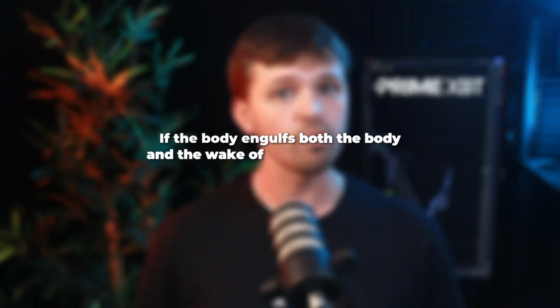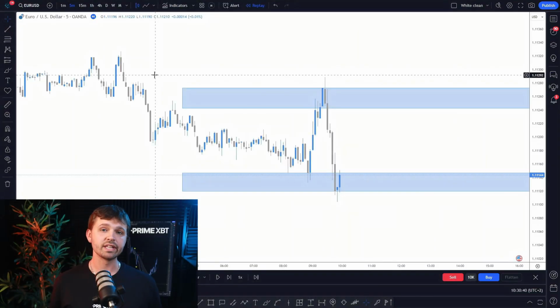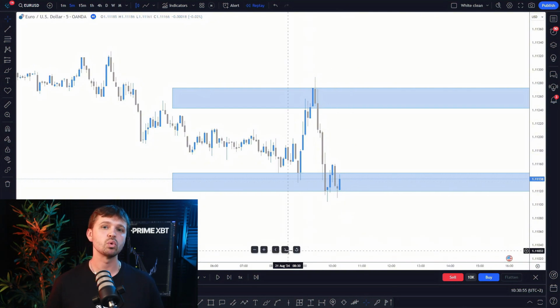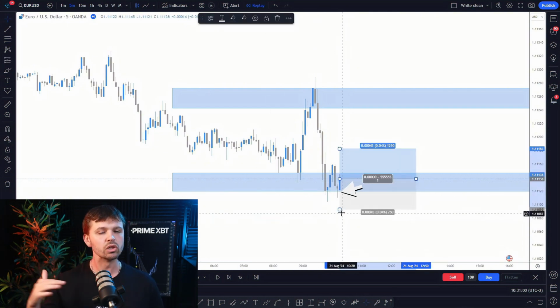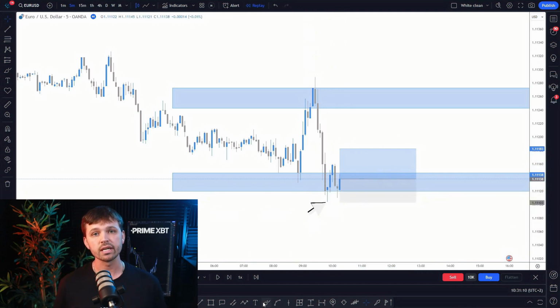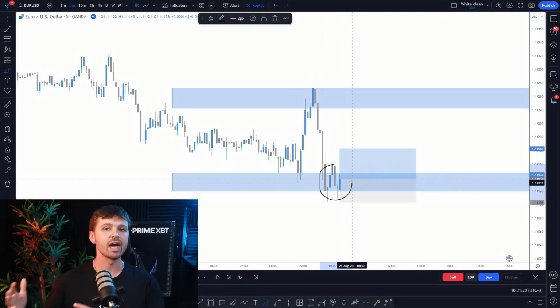If the body engulfs both the body and the wick of the previous candle, this is known as an outside bar, which is also something you can use. However, if you are familiar with identifying bullish engulfing candles or bearish engulfing candles, spotting an outside bar becomes straightforward as well. Once you identify an entry trigger with an engulfing candle, you can enter on the close of that candle. And when it comes to your stop loss placement, you have a few options. You can place it below the low of that candle, below the wick, or below the previous wick. But personally, I prefer to place the stop loss below the low of the structure that created the entry trigger.